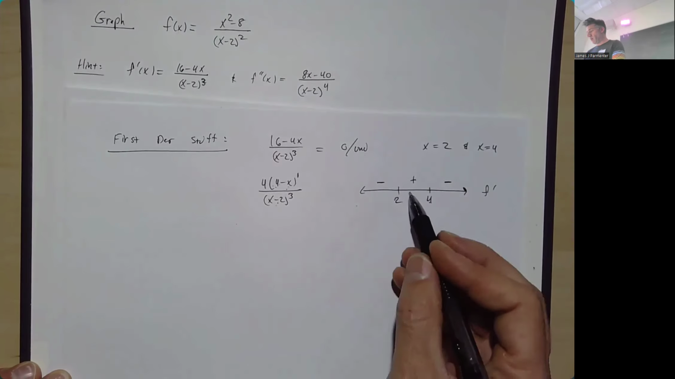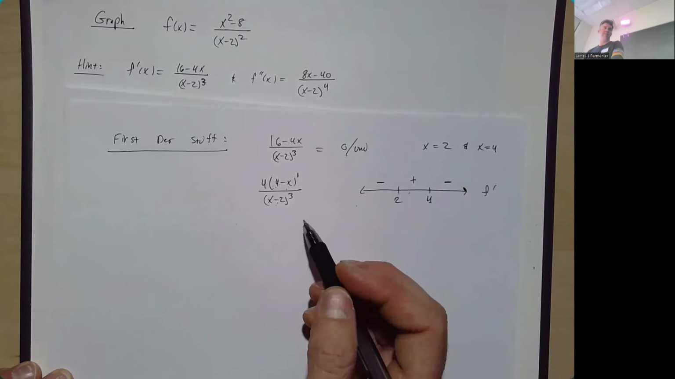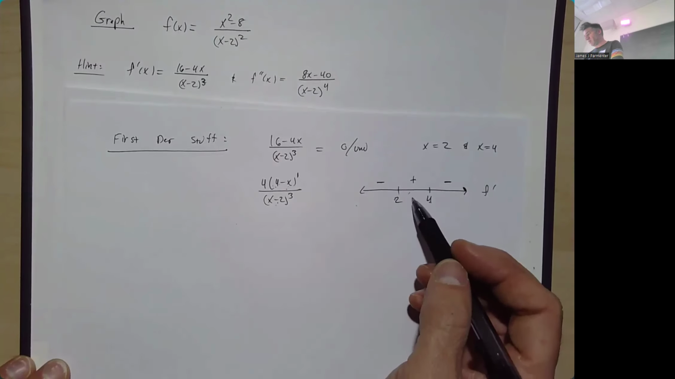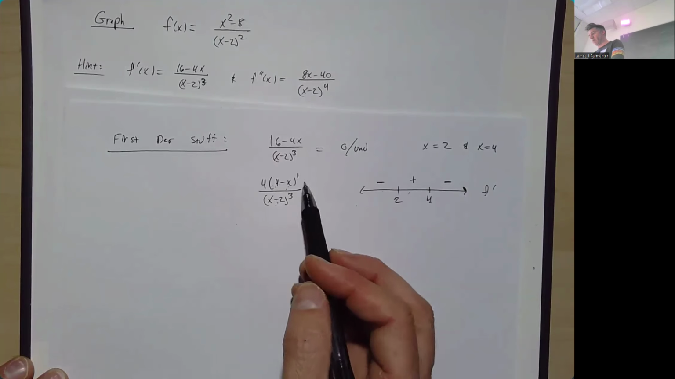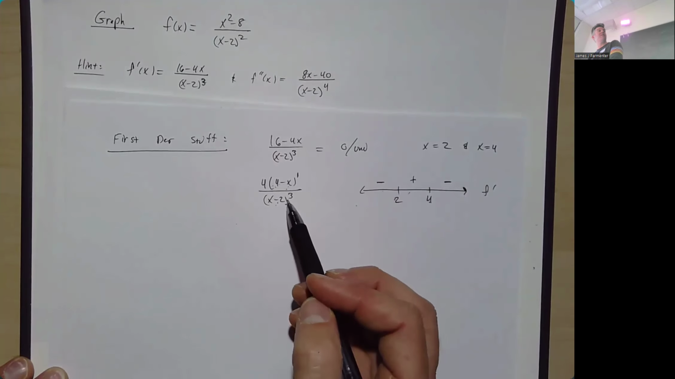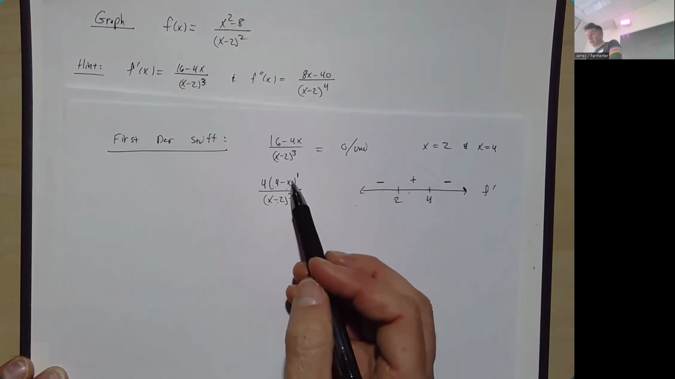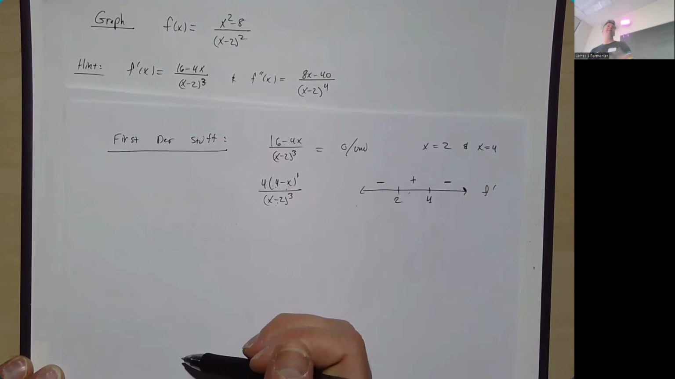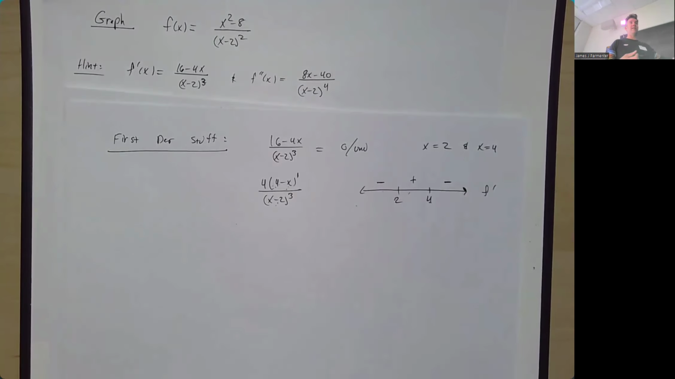You can pick 3. 4 minus 3 is positive. 3 minus 2 is positive. And positive divided by positive is positive. You can pick 1. 4 minus 1 is positive. 1 minus 2 is negative. A negative number cubed is still negative. So it's going to be positive over negative, which is negative. But I like looking at the powers of the factors, because I think it's faster.